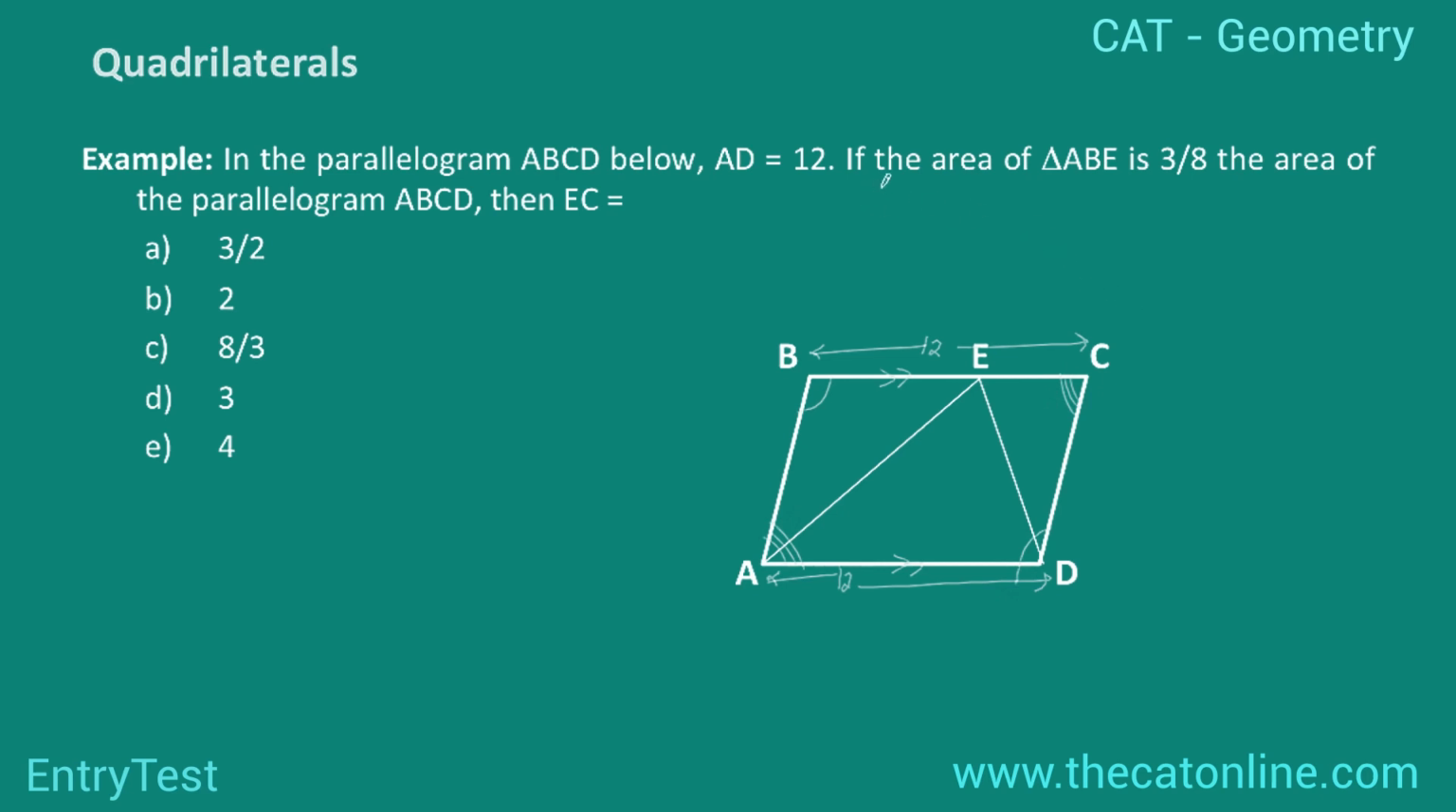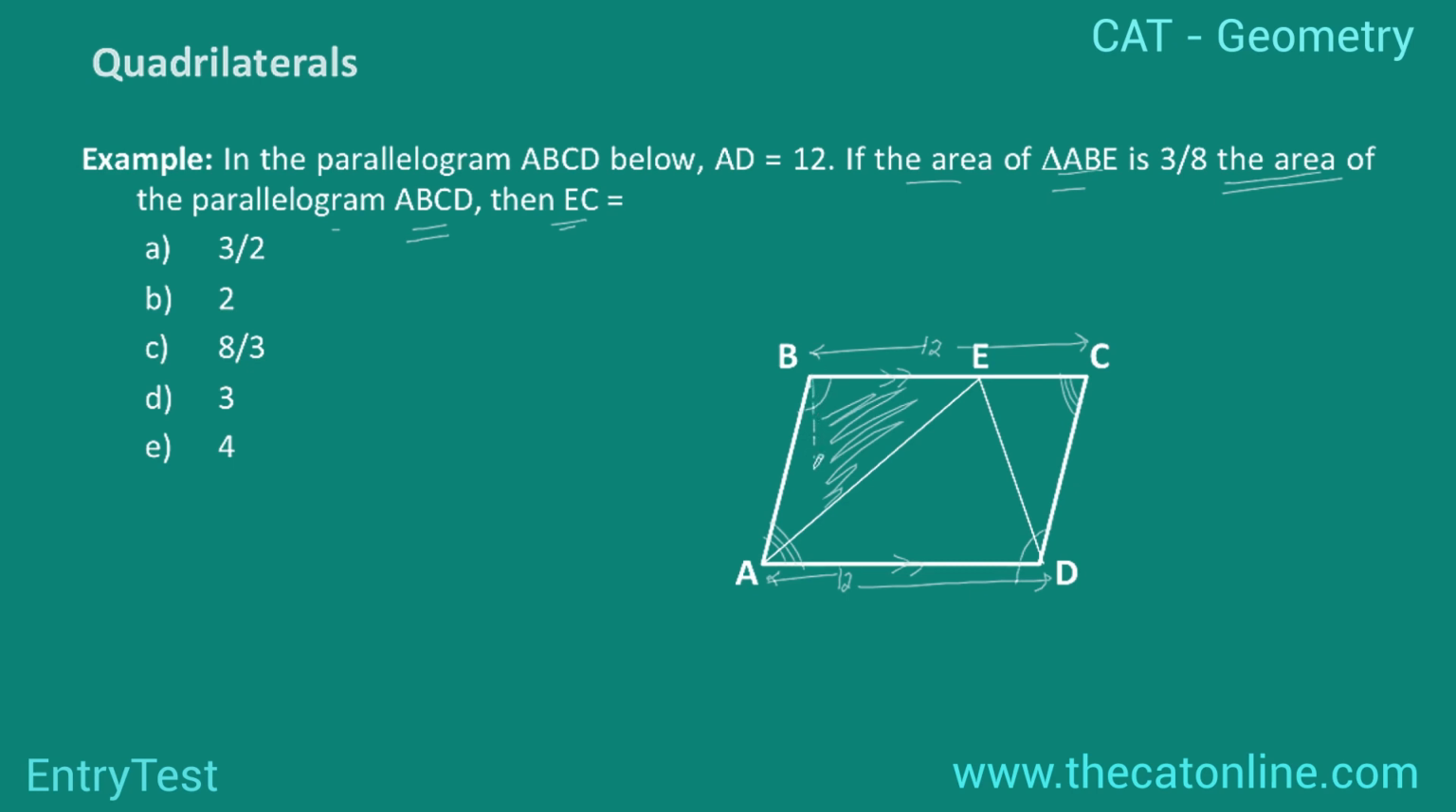Now what is given to you is, if the area of ABE, this triangle ABE is what I am talking about, is 3/8 the area of parallelogram ABCD, then EC is. Now whenever you have questions related to areas, you need to know what is the perpendicular height. So if I draw for this triangle the perpendicular height, it could be drawn inside or outside.